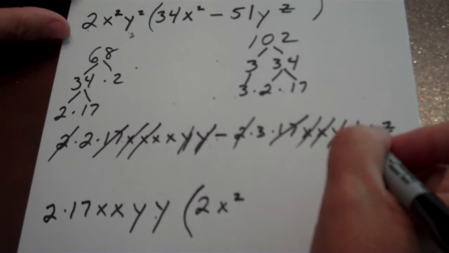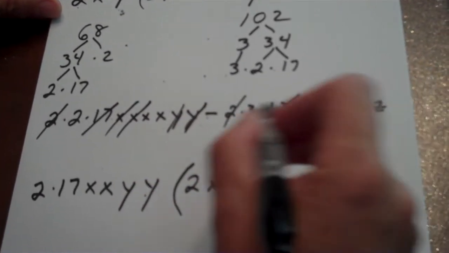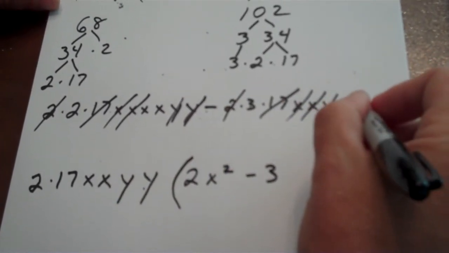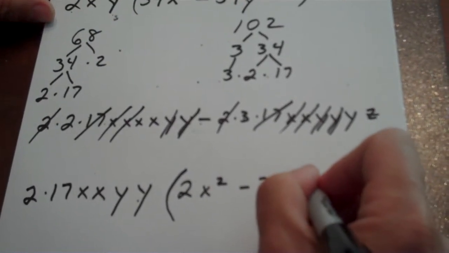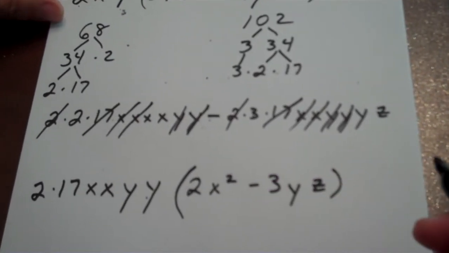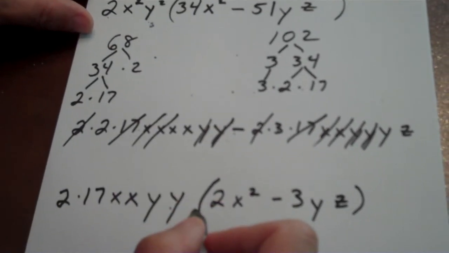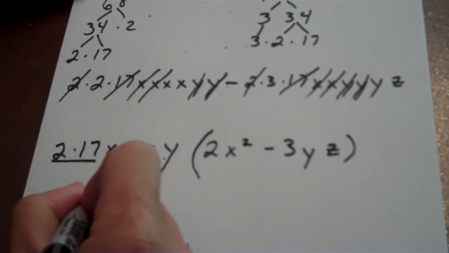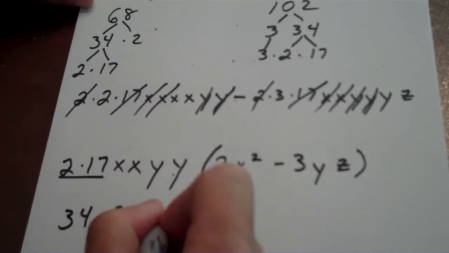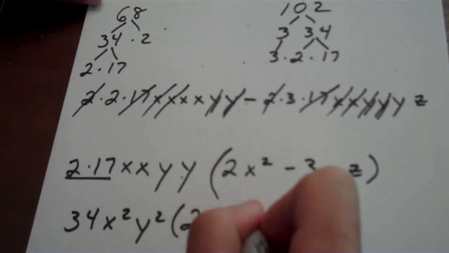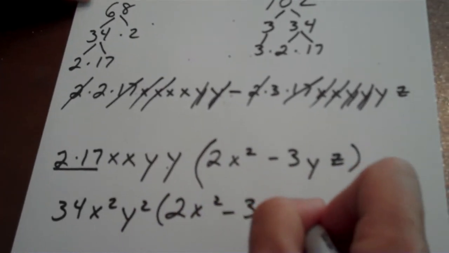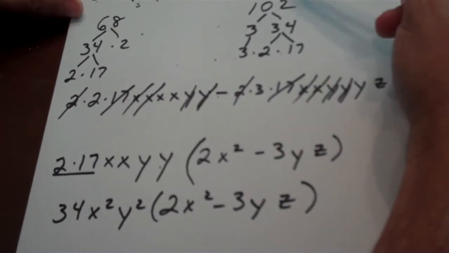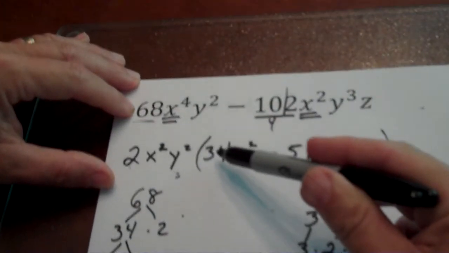Let's take a look at the last one over here. What have I got left? First of all, notice it's negative, so I've got a negative 3. I've got 1 y left, and I've got 1 z left. And of course, frankly, you wouldn't write this factored out. You would say 2 times 17 is 34, x squared, y squared, and there's your answer.